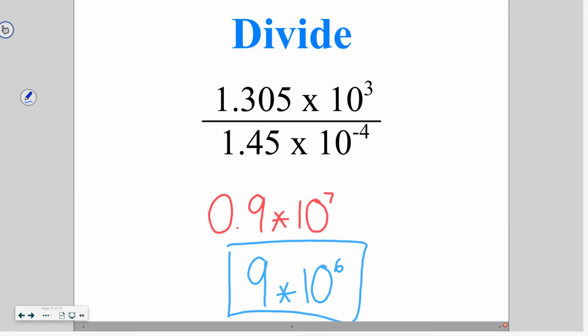Dividing gives you 0.9 times 10 to the 7th power. 3 minus a negative 4 is going to give us 7. We moved our decimal 1 place to the right to get from 0.9 to just 9, which means our exponent is going to decrease by 1. If you have questions about this, please let me know when you get to class.